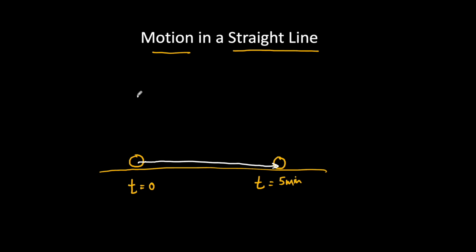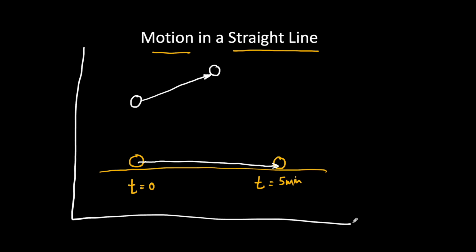One moment a body might be here. The next moment the body is here. That means its position has changed. Initially the position was here. Position we always refer using a frame of reference, like x and y axis. Suppose this is y, this is x. Initially the body was here, now the body is here.